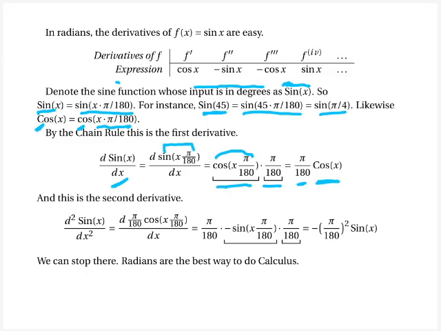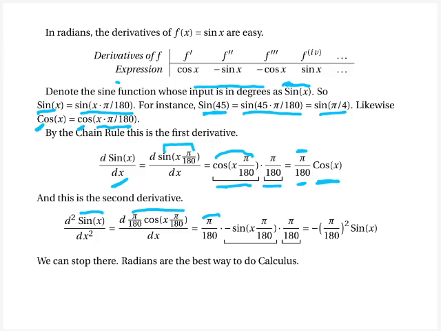Now I'm going to take the second derivative just to illustrate how things are going bad. I got an extra factor of pi over 180. So is that really that annoying? And the answer is yes, it is. Because I'm going to take the second derivative of sine of x. So I'm taking the derivative of pi over 180 times cosine of x times pi over 180. So what do you do there? We know how to take the derivative of a constant times a function, and the answer is you just bring the constant out.